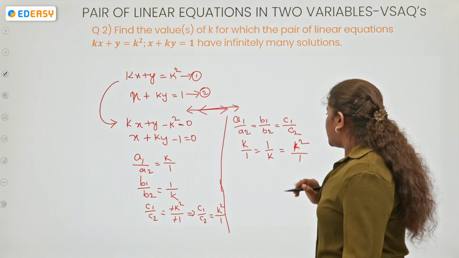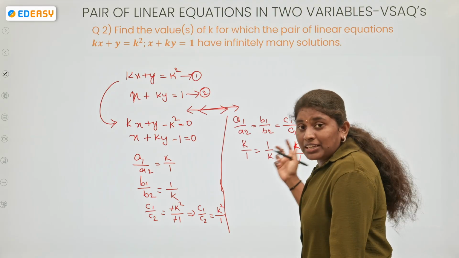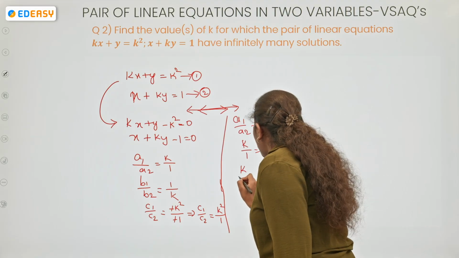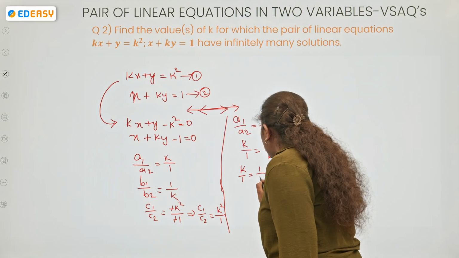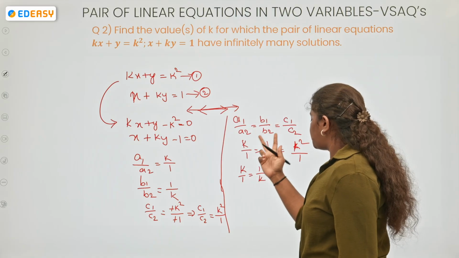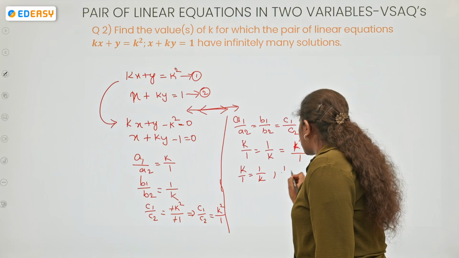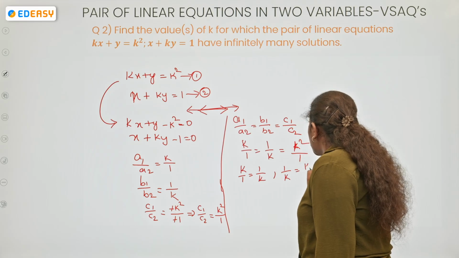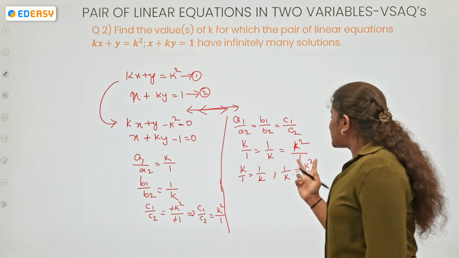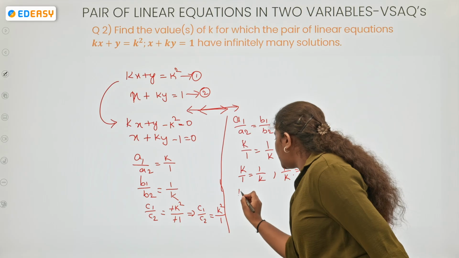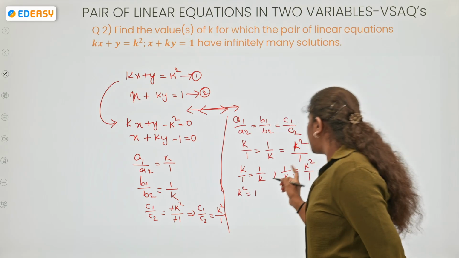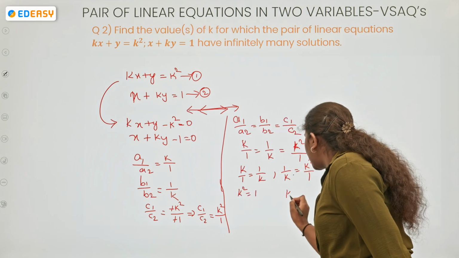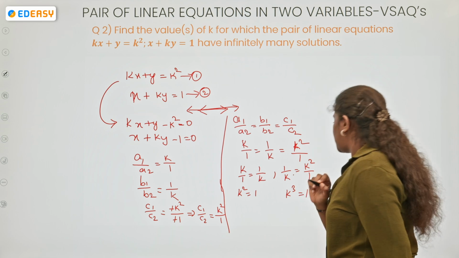Right? Now, if you look here, let's simplify the equalities. k by 1 equals 1 by k, these two, first equality. And next, 1 by k equals k square by 1, that is your second equality. Now, k into k is 1, so k square equals 1. And k into k square, k cube, equals 1 into 1, 1.